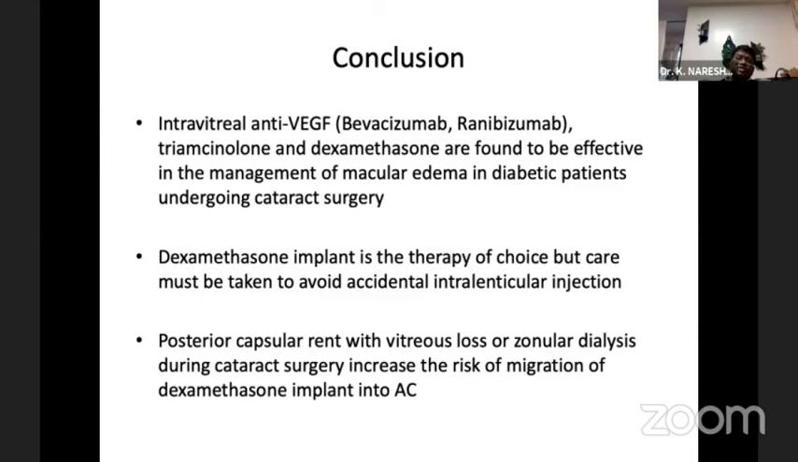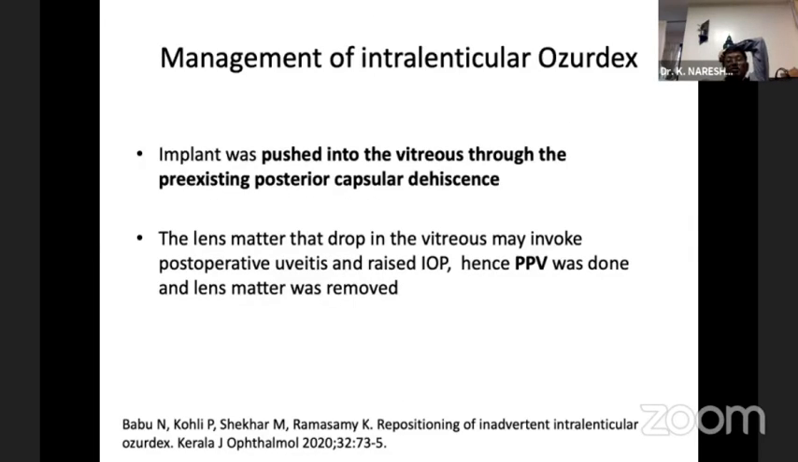So to conclude, actually, any of these agents can be used, but the dexamethasone implant is a choice, but care must be taken to avoid accidental injection into the lens if you are injecting pre-op. And of course, the chances of posterior capsular rent are very high during the cataract surgery because of the migration of this dexamethasone. So in conclusion, actually, it's better to go for post-op treatment of diabetic macular edema, take the cataract early in these cases. Thank you.